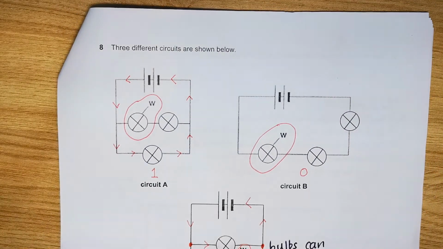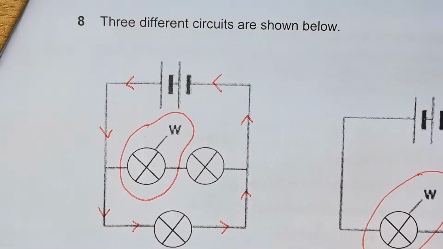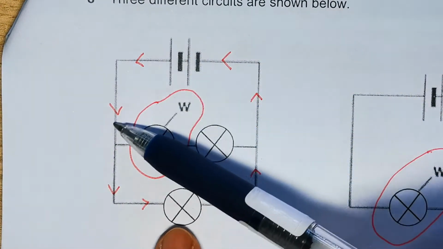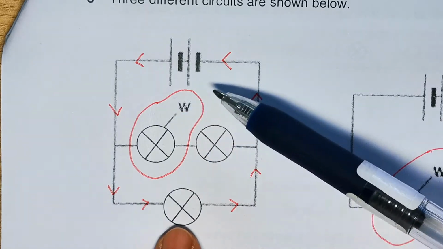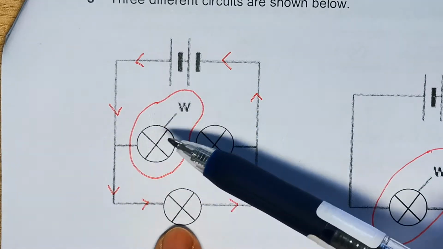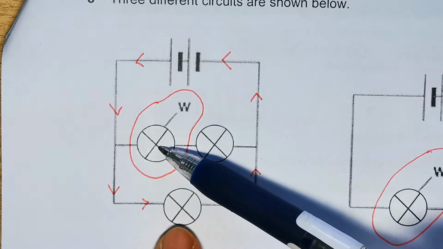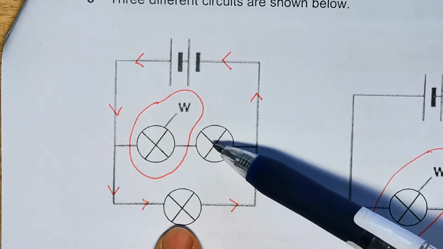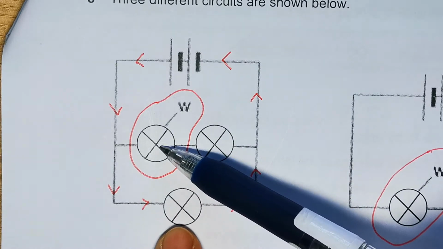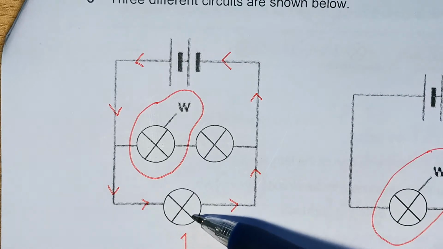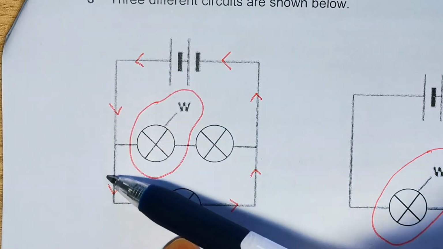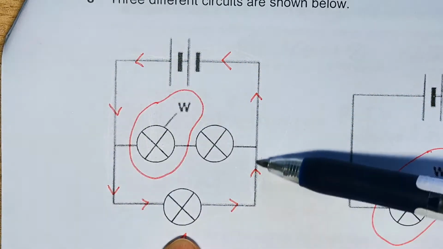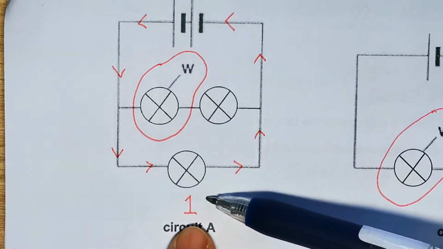For question 8, let's zoom into the 3 circuits. This is circuit A. Now, the question asks, what happens when you take out W? This is a parallel circuit, but these two light bulbs are in series. So if I take out W, this one cannot work anymore, because in this branch, the current cannot pass through this light bulb if this one is taken out. But the current can still flow through this one, because the current will go like that. As long as it has a complete path, the current can flow. So there is one light bulb that will light up.